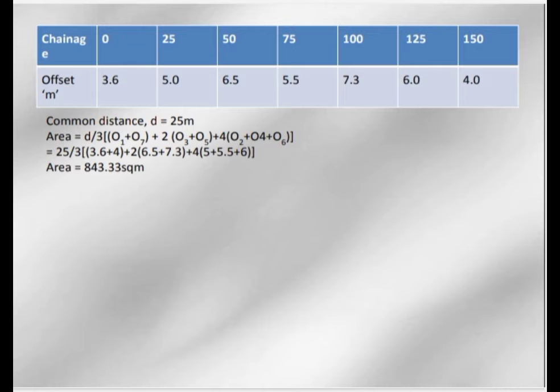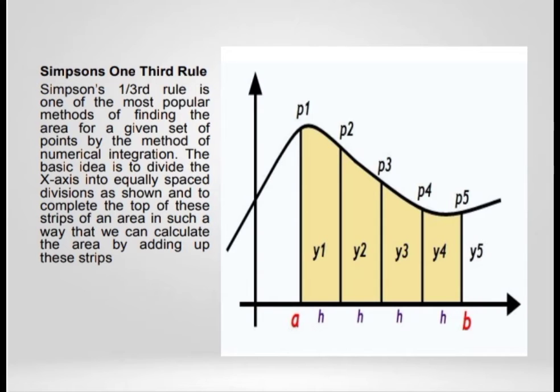This rule is only applicable when the number of divisions is even. The ordinate is odd, so that gives more accurate result. Another term of Simpson's rule is one-third rule. So this rule is one of the most popular methods of finding the area for a given set of points by the method of numerical integration. The basic idea is to divide the x-axis into equally spaced divisions as shown, and to complete the top of these strips of an area in such a way that we can calculate the area by adding up these strips. So as you can see here, the P1, P2, P3, P4, P5, the Y1, Y2, Y3, Y4, and Y5. Then we have the A, H, and B.